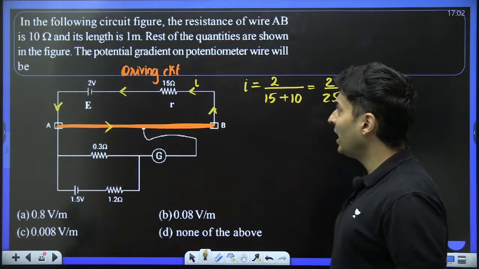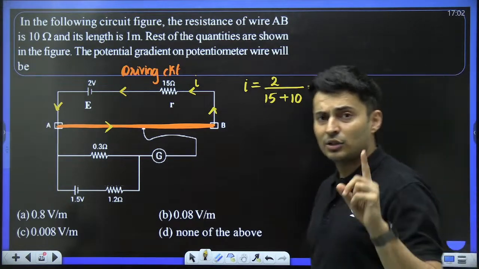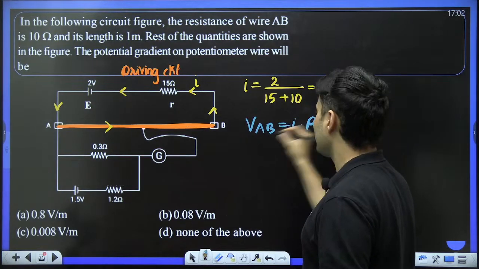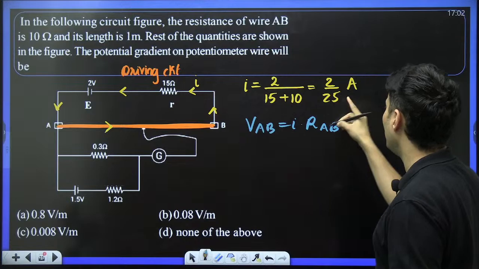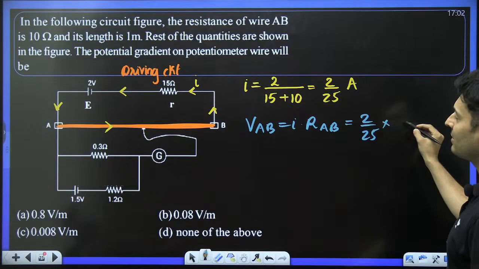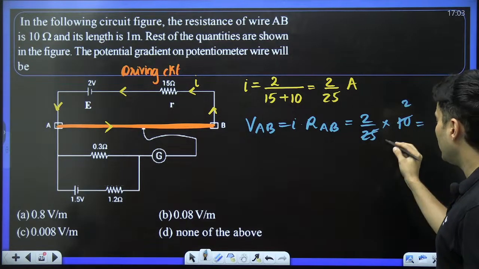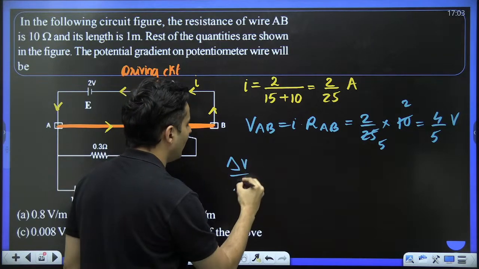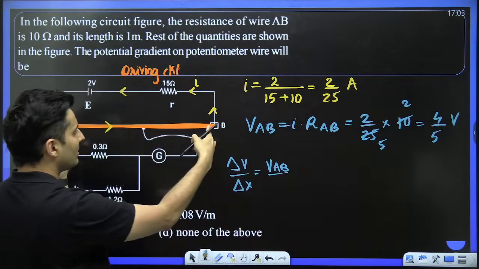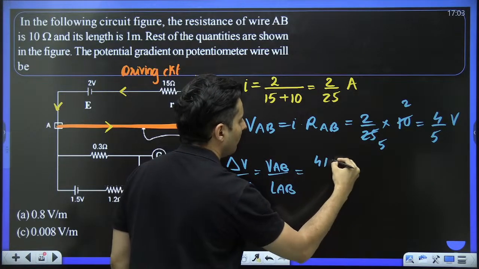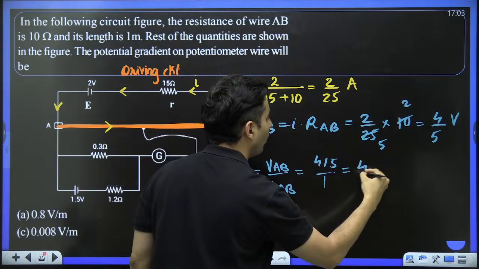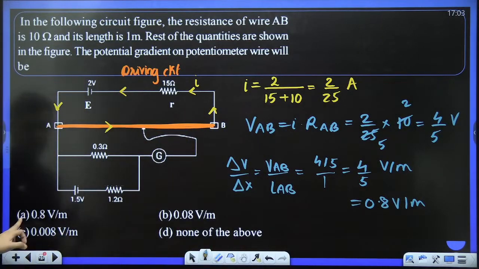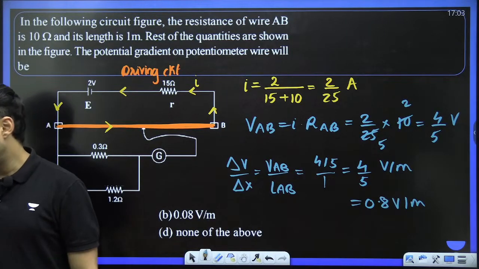Okay. Now going ahead, the potential gradient is asked. So for that I need the voltage between those 2 points A and B. What is the voltage between the points A and B? It is the current into the resistance of that particular wire from A to B. It is 2 by 25 into resistance. The resistance is clearly mentioned as 10. So 10 goes with 5 2 times, 5 goes with 25 5 times. So it will be 4 by 5 volts. But the question is potential gradient. So delta V by delta X will be the voltage across this wire upon length of that wire, that is 4 by 5 divided by the length of the wire, which is 1. So it is still 4 by 5 volts per meter, which is 0.8 volts per meter. So 0.8 volts per meter is option A, of course. That is the answer.